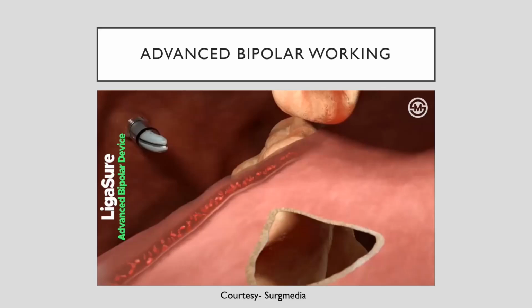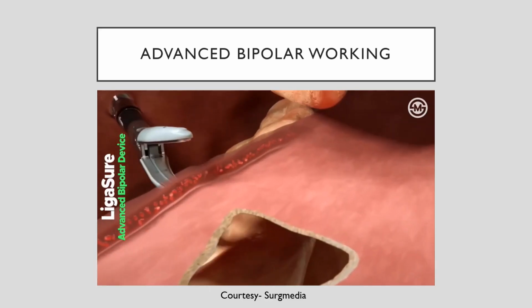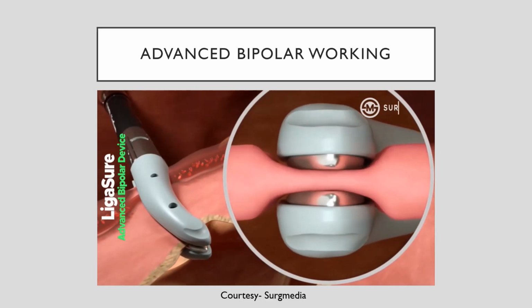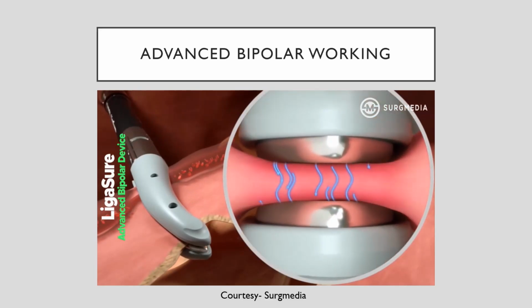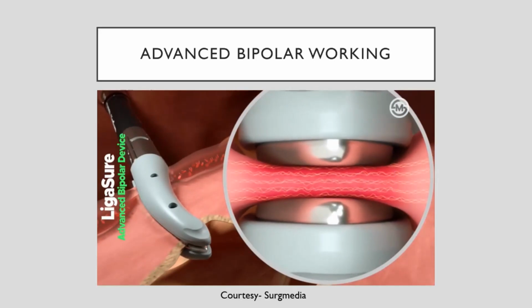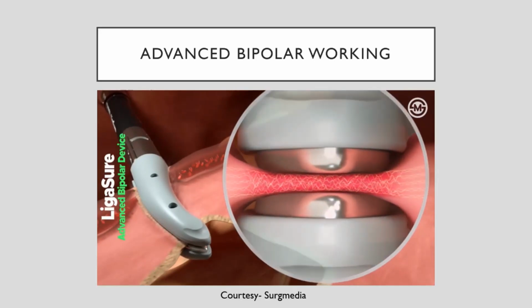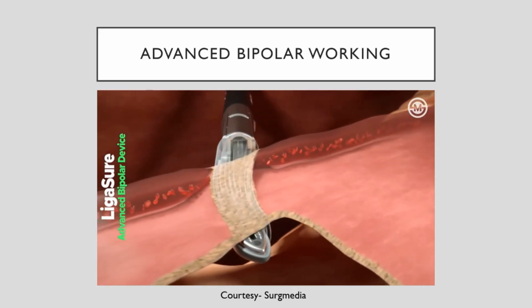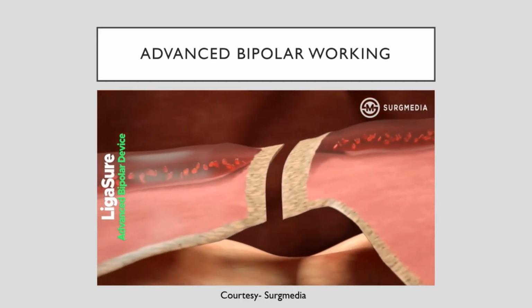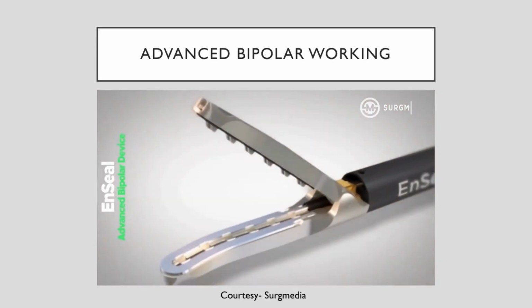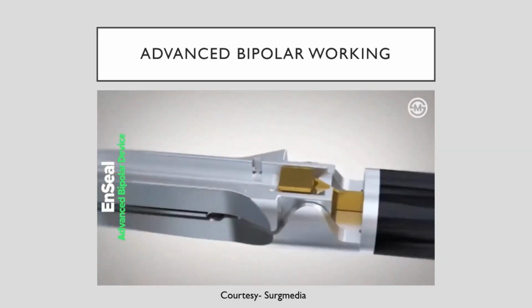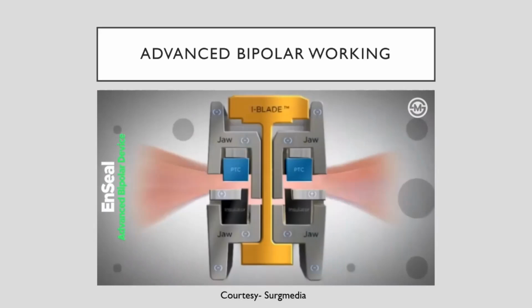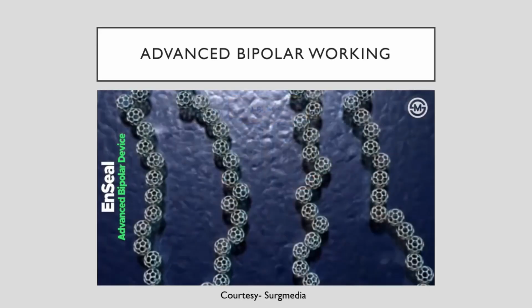Now, this is just an animation of how advanced bipolar works. For example, here we are seeing LigaSure. Your first thing is you clamp the tissue, you apply the pressure, you maintain the pressure, and then the generator will deliver the energy, of course, with the signal of the surgeon. And when the beeps come around of vessel seal, that is when you cut the tissue. Same goes with this device and seal.